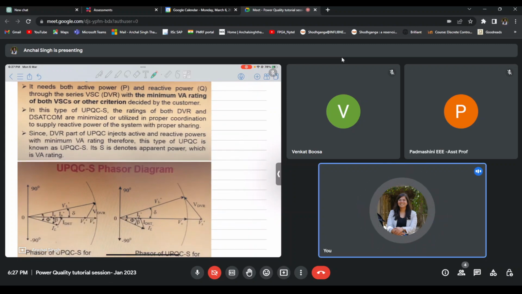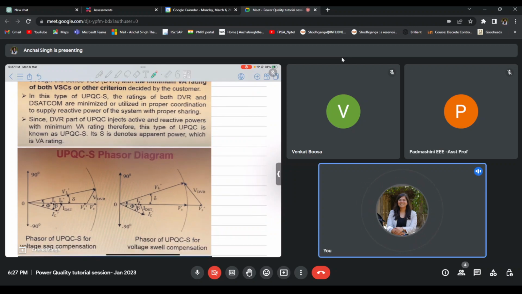When we talk about minimum VA rating, the main motivation behind it is the cost. Why would I pay 100 rupees for a thing that I can get for 50 rupees? If I can make the same thing in 50 rupees, I will definitely try to make it for 15 rupees, right? So that is the purpose. Therefore, we always try to reduce the rating as much as possible. So the compensator which can solve my problem with minimum VA rating, that means at the cheapest rate, I am going to pick that compensator.